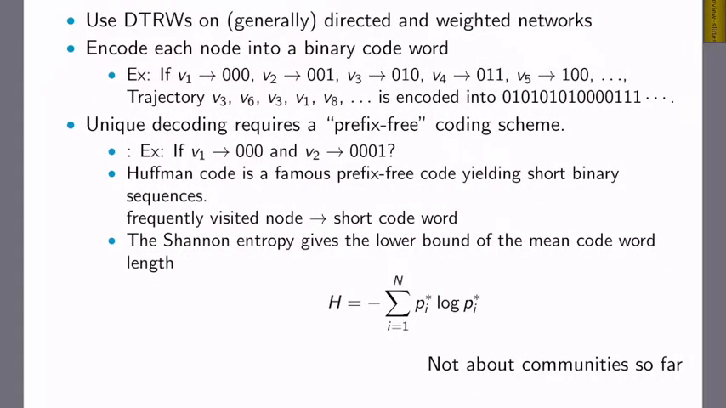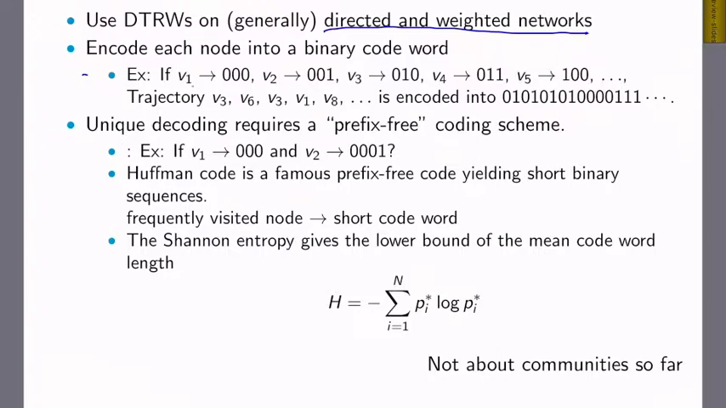Okay, the second algorithm, which is well used by the community, particularly, is called Infomap. So what is this? The intuition behind this algorithm is the same: random walkers would stay in a single community before transiting to another community. This algorithm can assume generally directed or weighted networks, and encode each node into a binary code word. So this is a coding-based algorithm.